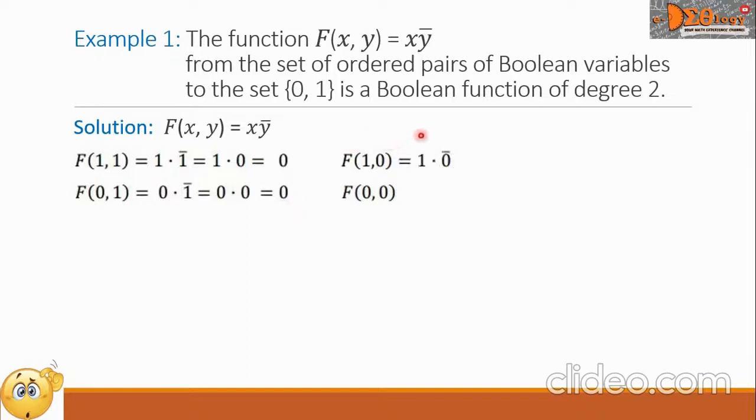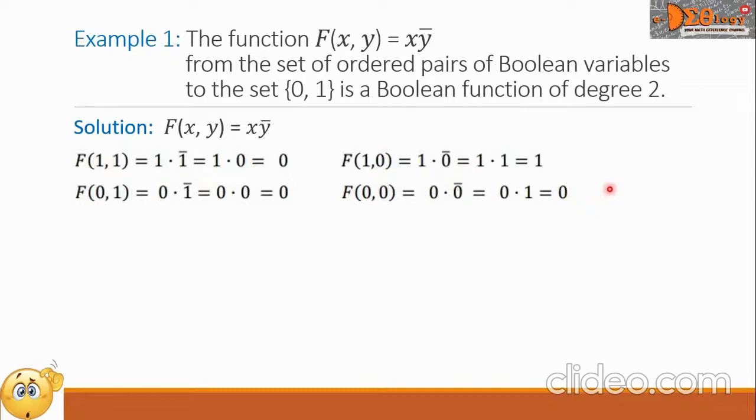F10. So we write 1 times 0 bar. 0 bar becomes 1. 1 times 1 is 1. This F00 now becomes 0 times 0 bar. 0 bar becomes 1. 0 times 1 is 0. So we are done with the values, which means F11 is 0, F01 is 0, F10 is 1, F00 is 0. This is now our answer.